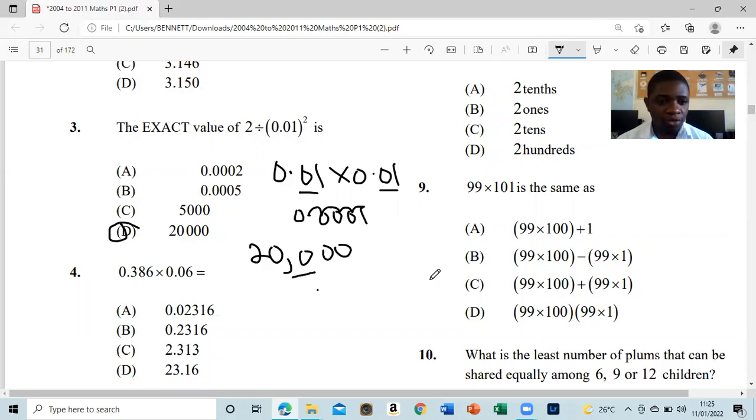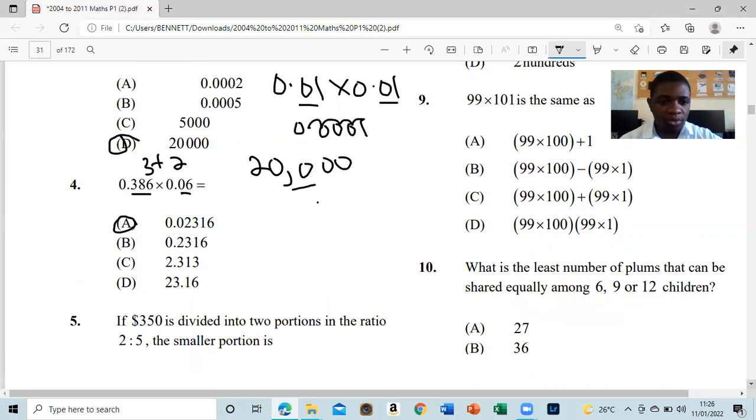All right, so next we have 0.386 times 0.0 something. We just count the number of decimal places, right? So we add the 3 plus 2 for the number of decimal places, and we get 5. So we are supposed to get 5 decimal places. So that means 1, 2, 3, 4, 5 would be this. All right. So let's move on to number 5.